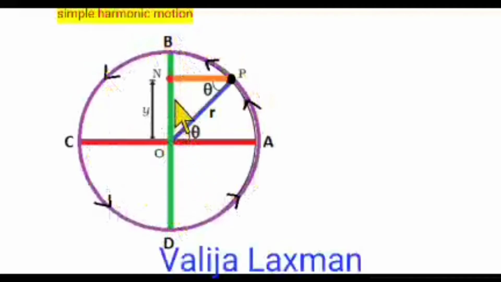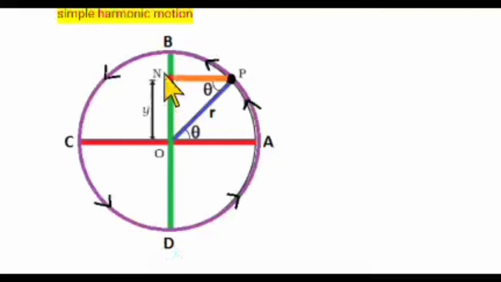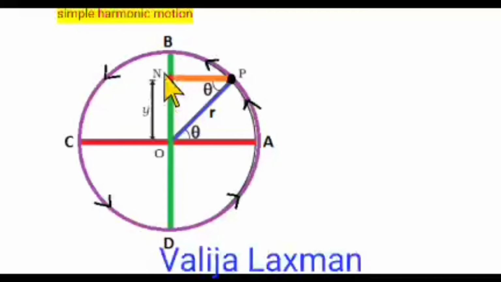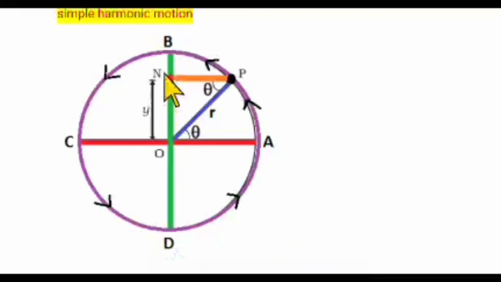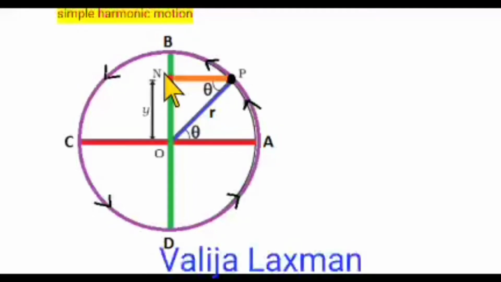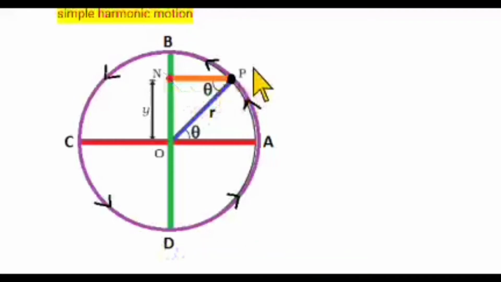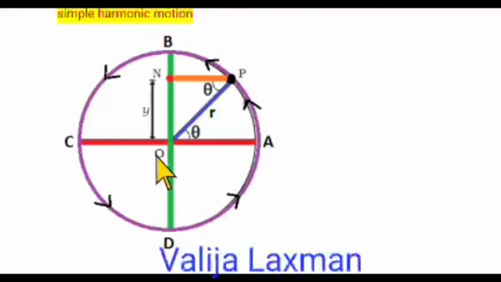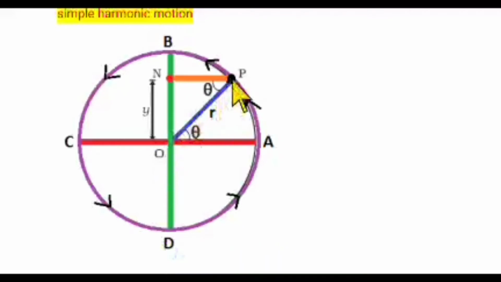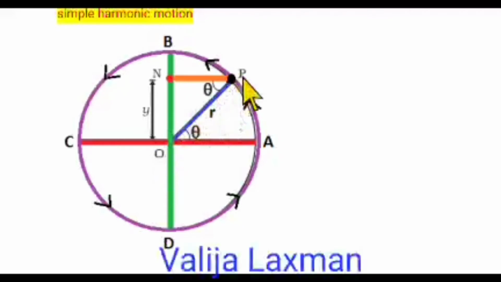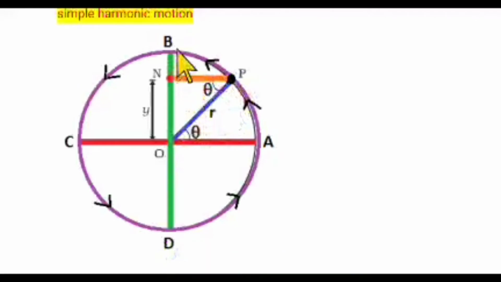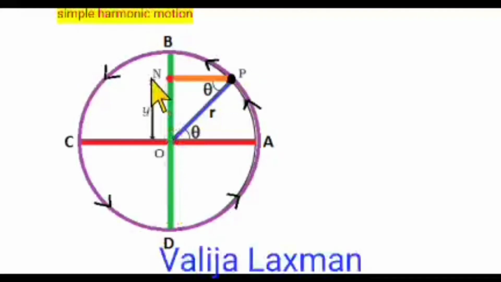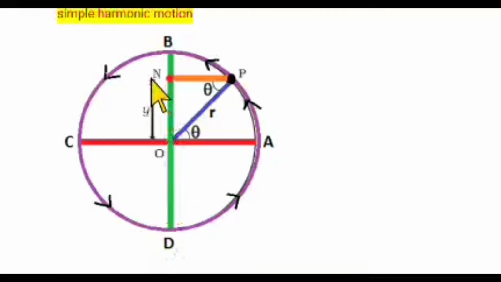Now we have to obtain the equations for displacement, velocity and acceleration of this foot of perpendicular. This is nothing but the projection which is executing simple harmonic motion. First assume that the particle is at point P. Simply join the particle and the center of the circle. Assume that the radius of the circle is r. Simply drop a perpendicular from the particle onto the vertical diameter. Wherever it intersects, this is the foot of perpendicular N. This is also called the projection.